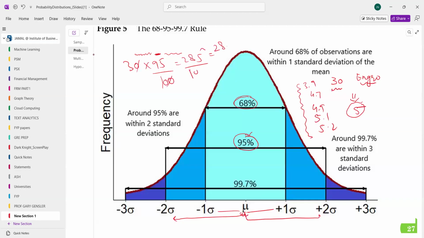Out of 30, almost 28 entries of those returns will be within two standard deviations to the left and to the right of the mean, right? So this is what it means. 95% of your daily returns out of 30 will be within two standard deviations, either on the left of it or the right of it. And if you take more steps, three steps to the right and three steps to the left, you will be covering 99.7%, almost 100% of those entries.